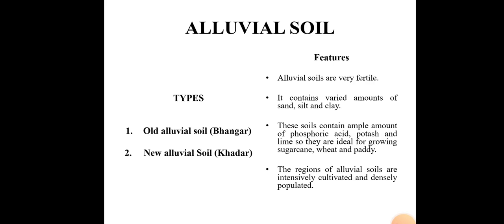Alluvial soil is the most fertile soil, containing sand, silt and clay, and having sufficient amounts of phosphoric acid, potash and lime, which are ideal for growing sugarcane, wheat and paddy. The regions of alluvial soil are intensively cultivated and densely populated. In India, alluvial soil is mostly found in the northern plains.